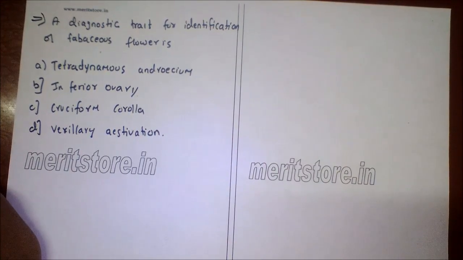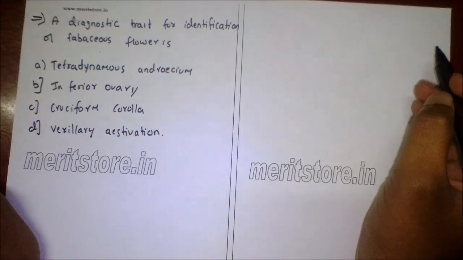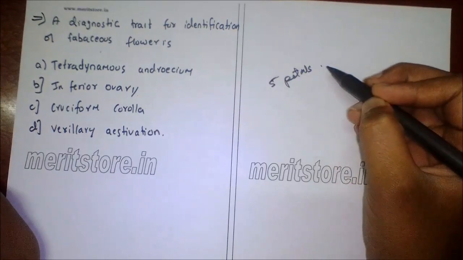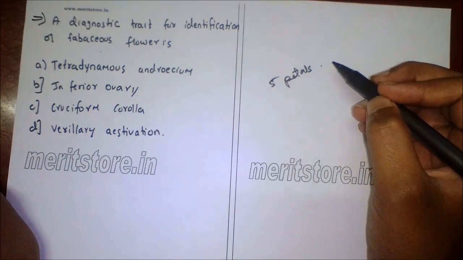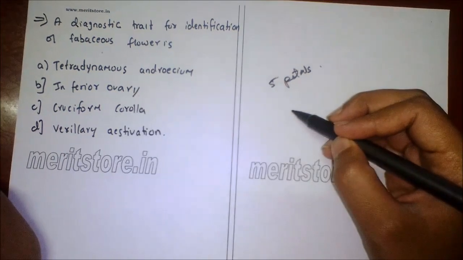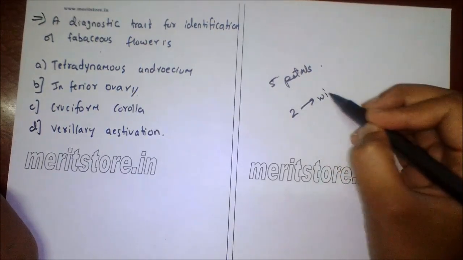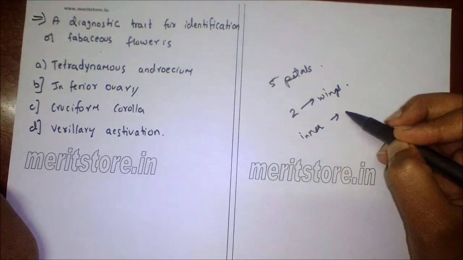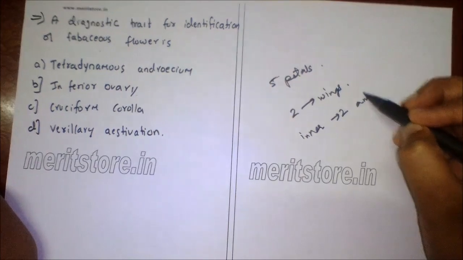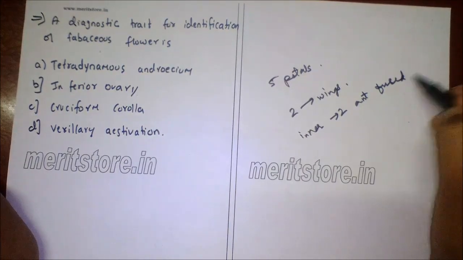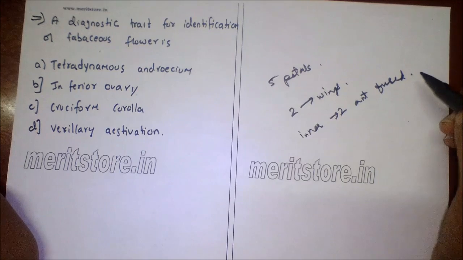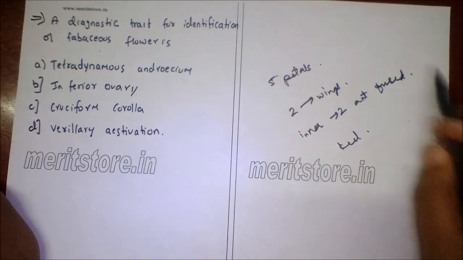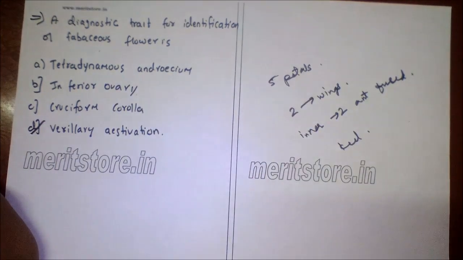So in Fabaceae, that is Papilionaceae, the corolla has 5 petals that are polypetalous. The posterior petal is the largest, the standard, and 2 lateral are wings. In the inner compartment there are 2 anteriorly fused to form a boat-shaped structure, which is known as keel or carina. So option D, vexillary aestivation, is the correct answer.